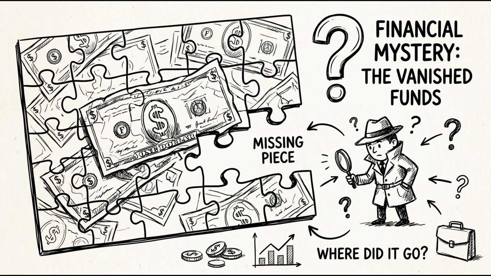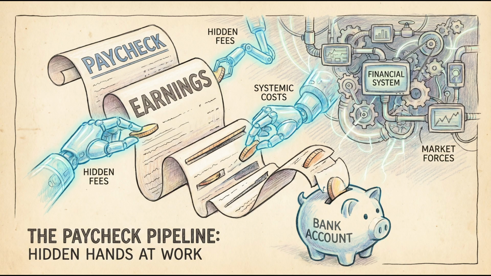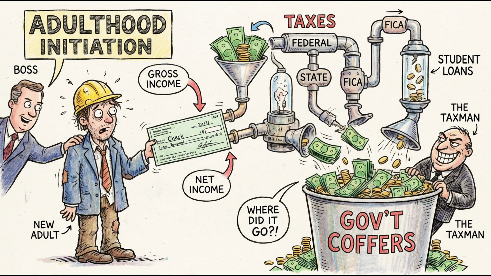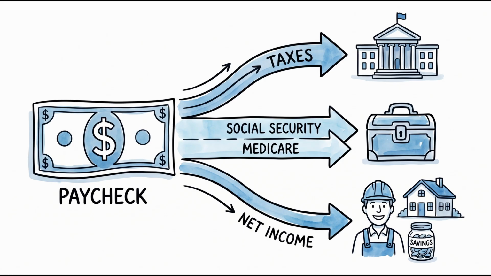Okay, let's dive into exactly what happened here with part one, the price of civilization. So that missing money represents the quiet, invisible systems operating in the background, just swiping cash before you even have a chance to touch it. Welcome to adulthood, right? When you really break down that $2,000 paycheck, you've got your net pay, the part you actually keep, but then you've got federal and state taxes, you've got Social Security, Medicare.